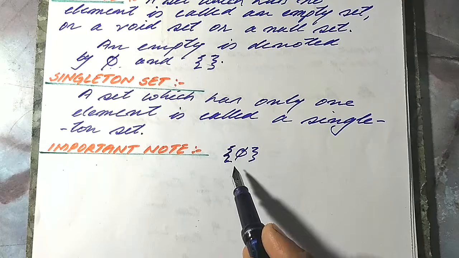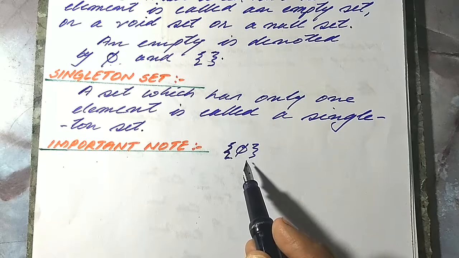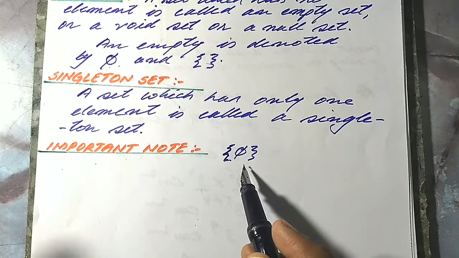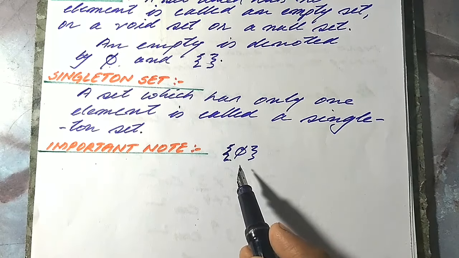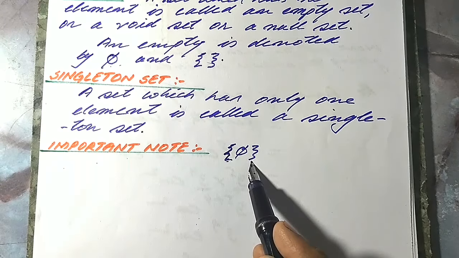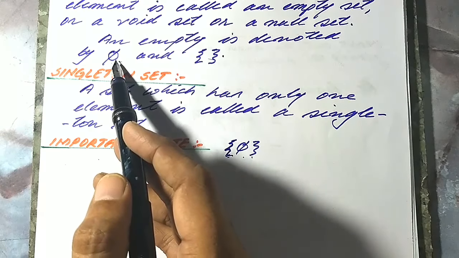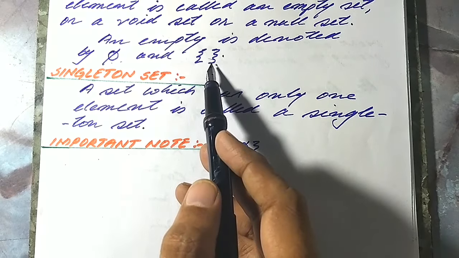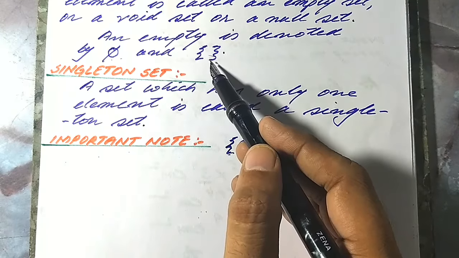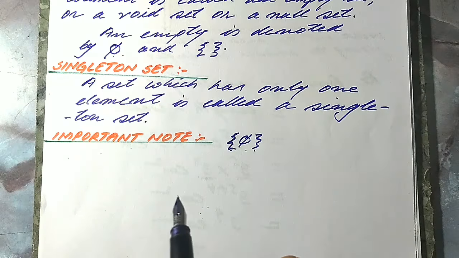Why? Because this is a set which has only one element, and the element is phi itself. The phi symbol is also an element if it is written within a curly bracket. So this is a Singleton set which has only one element, phi. But here there is only the symbol phi, or only curly brackets with a void space between them. These two symbols are used for denoting the empty set.